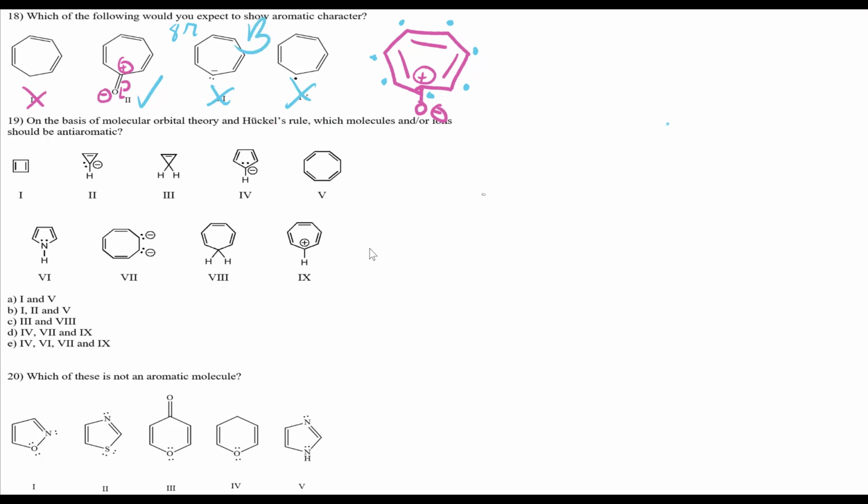On the basis of molecular orbital theory and Huckel's rule, which molecules and or ions should be anti-aromatic? So we're looking for something that is anti-aromatic. Again, number 1 is going to be super famous, so that is anti-aromatic. I know that 1 has to be the answer choice. So C, D, and E are wrong because they don't have number 1. Now it's either A or B. And I know that 5, because it's common in both A and B, has to be anti-aromatic. Now I just have to make sure that 2 is anti-aromatic.